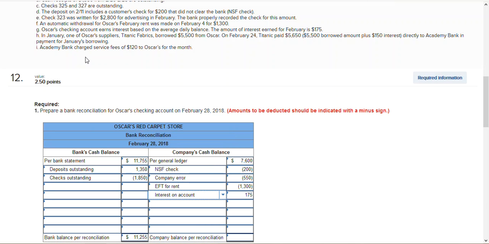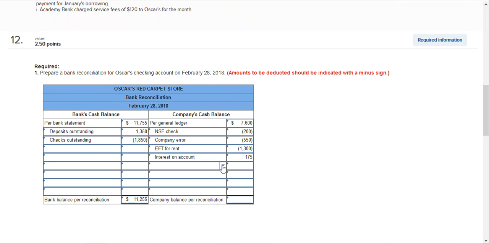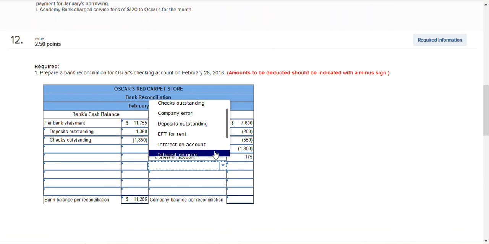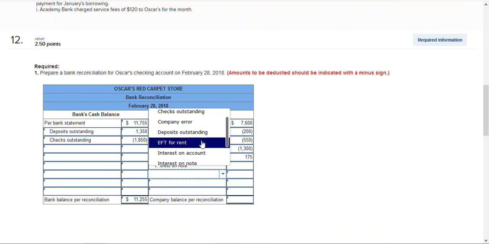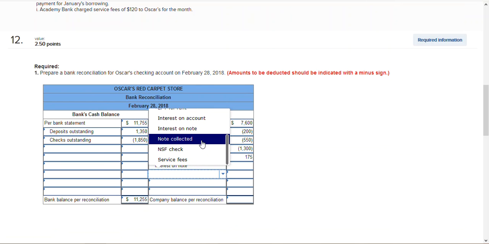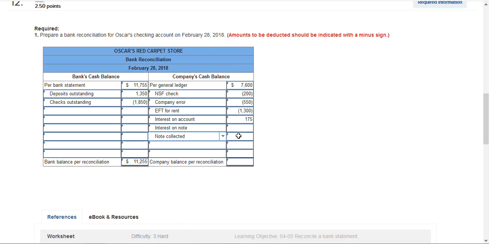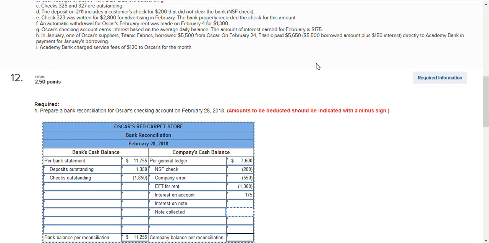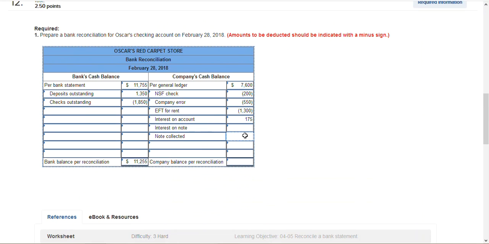And then H says in January, one of our suppliers borrowed $5,500 from Oscar. And then in February, which is the month that we're doing, that borrower actually paid us money back. So paid us $56.50 right here. So let's see how they're doing that. Looks like they've got separate things for the interest. And somewhere there's probably something for a note. Yeah, note collected and interest. So the note was $5,500, and that's going into our account, and the interest is going into our account. So those are both additions.